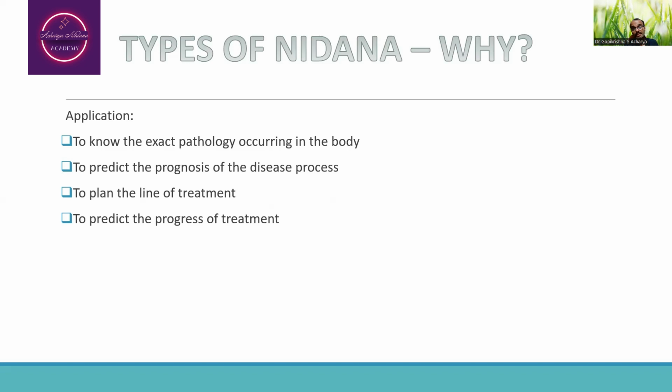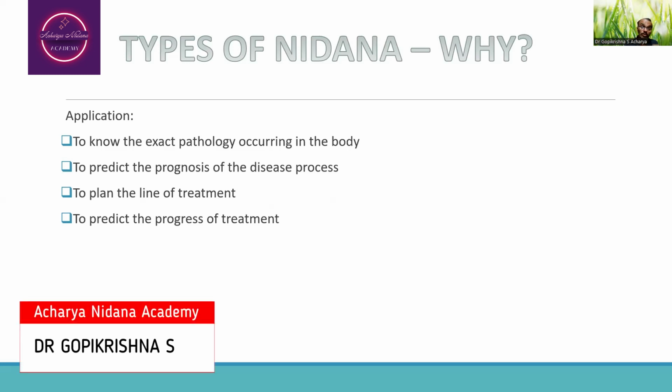Or if the pathogens are present in the interstitial compartment, that has to be brought into the intravascular compartment, and from there into the alimentary canal. Then that has to be eliminated either through the oral route or the anal route. Or if the pathogens are present in the intravascular compartment, that has to be brought into the alimentary canal, then eliminated via the oral route or anal route. In this way, to plan the line of treatment, we need to know the exact nidana.